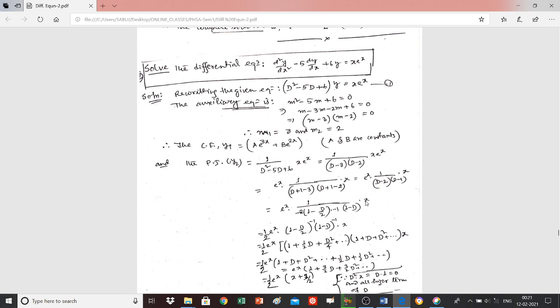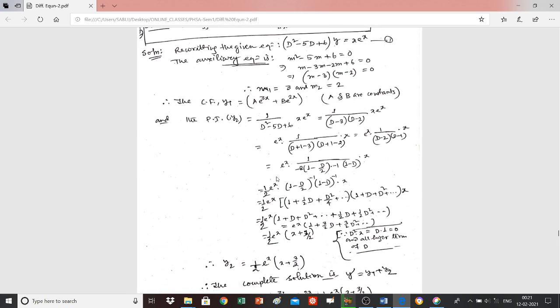Here is x. So from here, this 2 appears here, 1 by 2 e to the x, then (1 plus D by 2) to the power minus 1 and into (1 minus D) to the power minus 1 into x. So from here 1 by 2 e to the x, I just use the series of this.